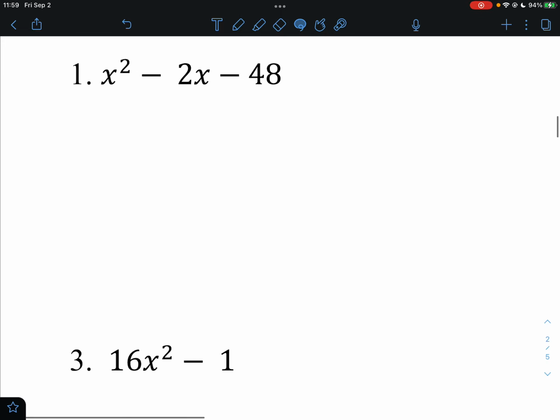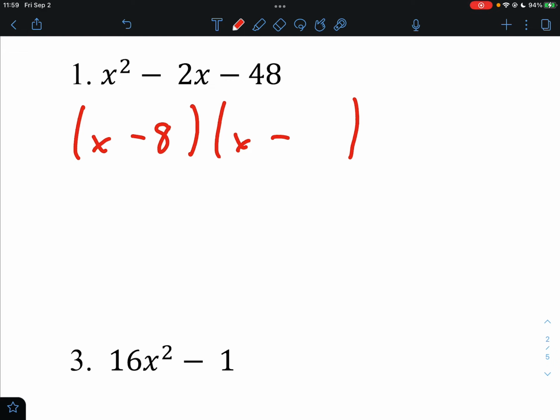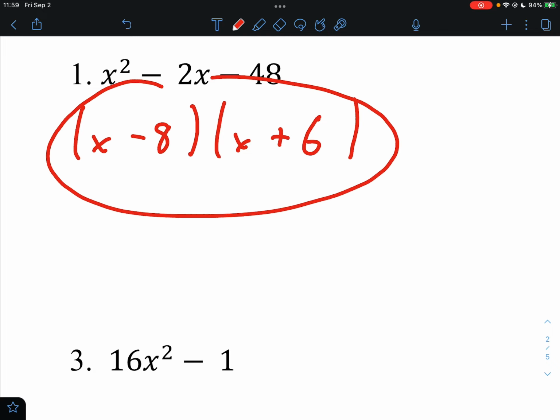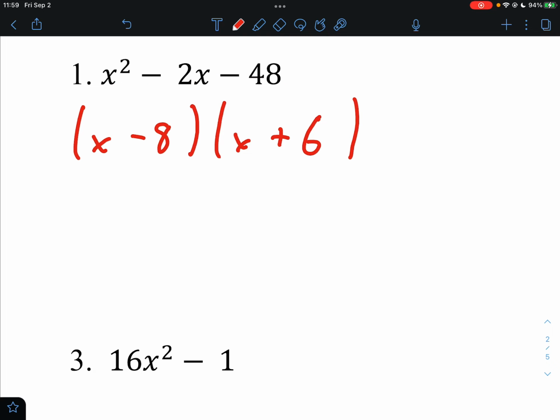Number 1, our first thought is: is there a GCF? There is not. So we can try to factor this trinomial into 2 binomials. x times x would give us x squared. And numbers that will multiply to 48 and add to -2 would be -8 and +6. If we were to redistribute this out, we would get back to our original problem.